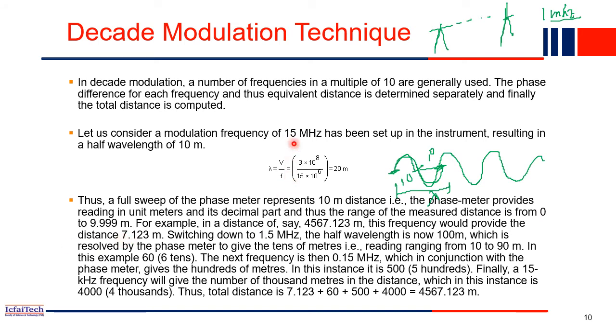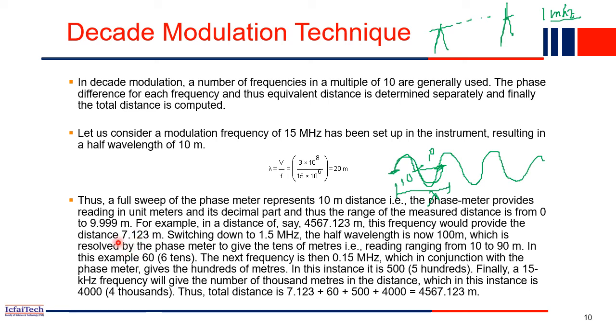So if you want to measure from here to here, first you send a 15 megahertz wavelength signal from here. It will measure the phase difference, small d, which will be in the range 0 to 9 meter. If the original distance from A to B is 4567.123 meter, then initially we send 15 megahertz, and the measurement will come like 7.123.